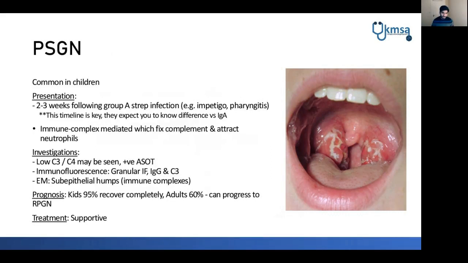So again, you can do your microscopy. You may not see many things there, but on kidney biopsy, you would see a granular pattern on immunofluorescence. We'll see what that looks like in a second. Usually there is a good prognosis, kids usually recover well, and the treatment is supportive while they have it.